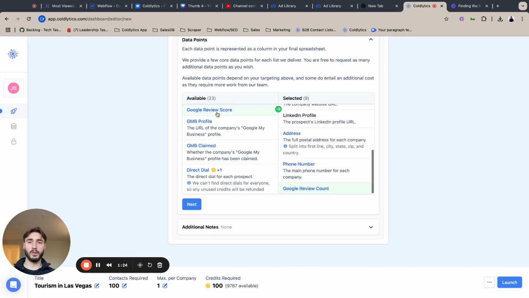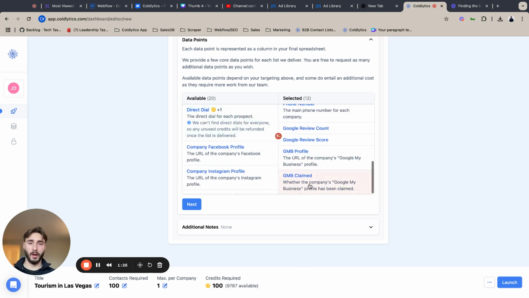We want to just look at the marketing. Let's say I'm a digital marketer trying to sell my marketing services to a tourism company. GMB claimed is a pretty easy one. If their business is listed on Google, or ranking on Google Maps, but it's not claimed, it's a very easy problem to present them that you can be the solution to.